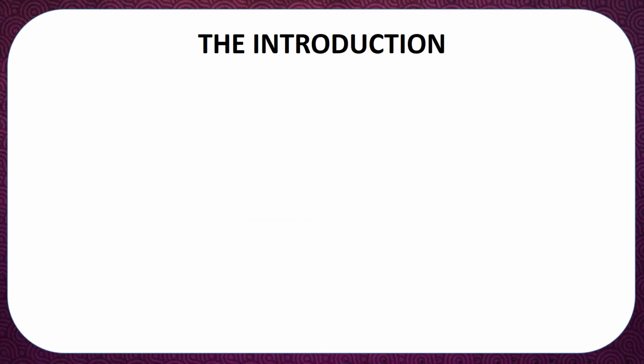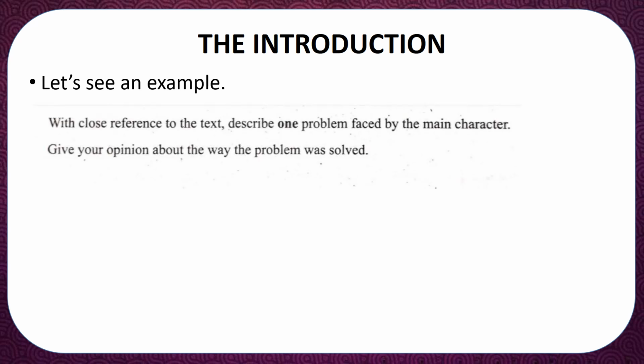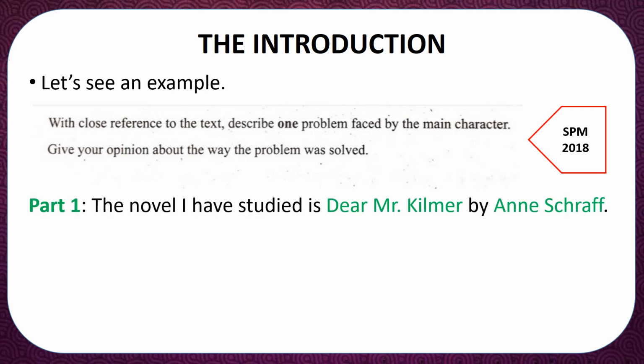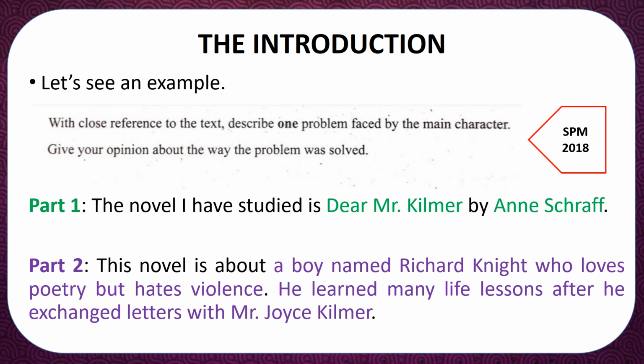So here is an example. With close reference to the text, describe one problem faced by the main character. Give your opinion about the way the problem was solved. This is SPM 2018 question. So how do you write part 1? Well, part 1 is the novel I have studied is Dear Mr. Kilmer by Anne Schraff. And part 2, this novel is about a boy named Richard Knight who loves poetry but hates violence.